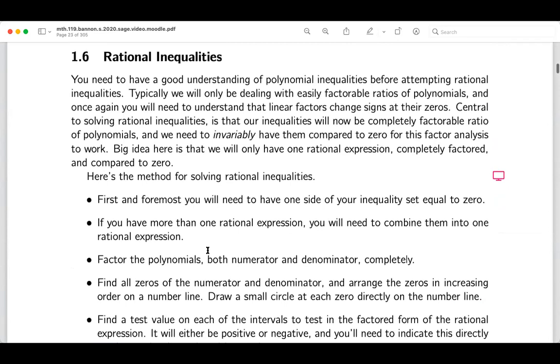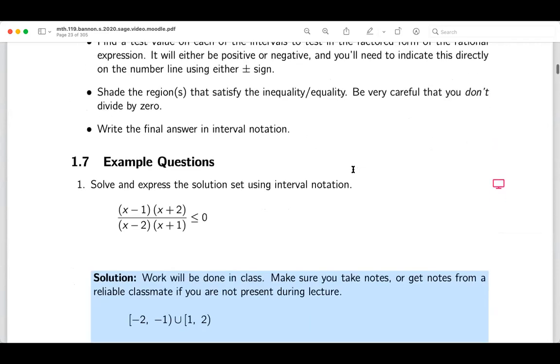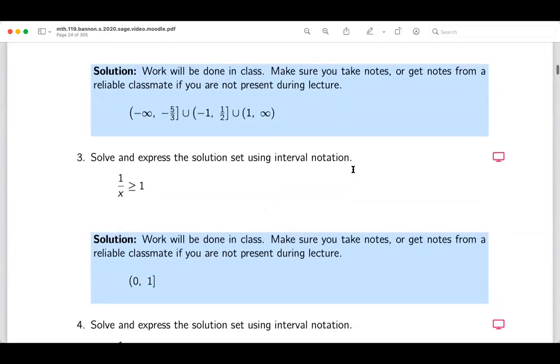We also cover rational inequalities. What's rational is a ratio of polynomials, and inequality, we're comparing it. So a little video on the side, again, if those are helpful. We went through a bunch of examples, all right?